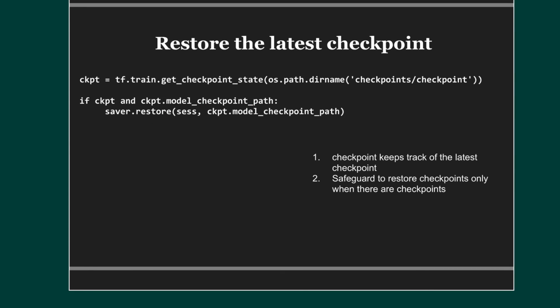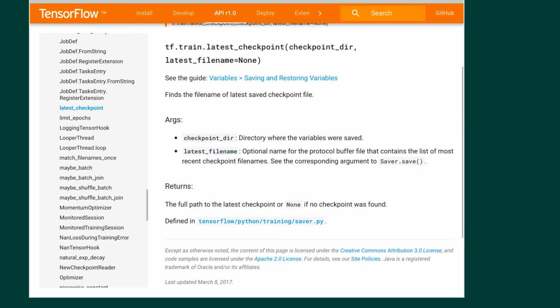So this is one way, but there is a much cleaner way of doing this. You can call the function tf.train.latest_checkpoint, and you provide the same checkpoint directory, and you check the return value of that. If it is None, then you do not have a checkpoint, right? So you will have to train from scratch. If not, it will give you the actual full path to the latest checkpoint.